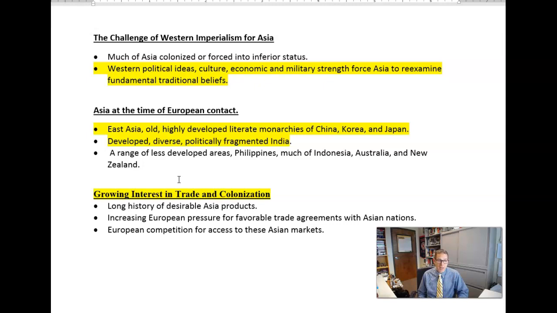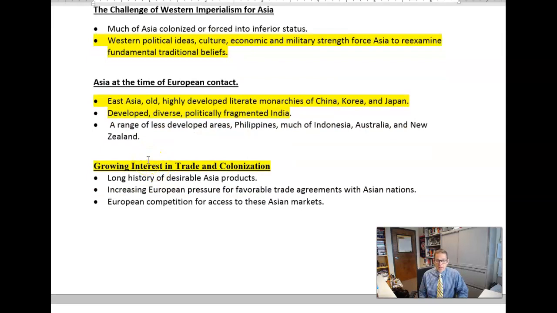Now, the Asia that's being contacted in this time period varies greatly. There's great diversity within Asia, as you guys know. For example, in East Asia, you have old, highly developed, literate monarchies in China, Korea, Japan.